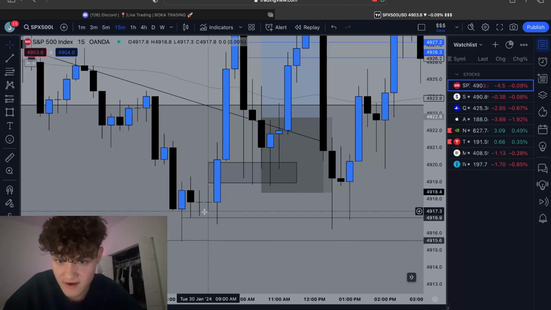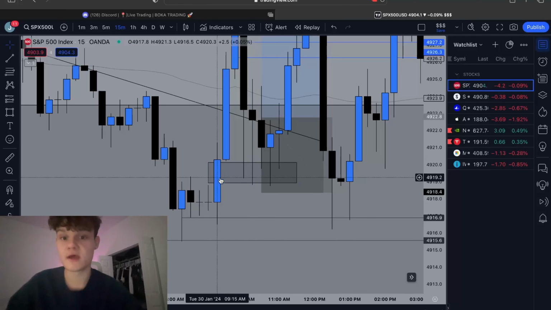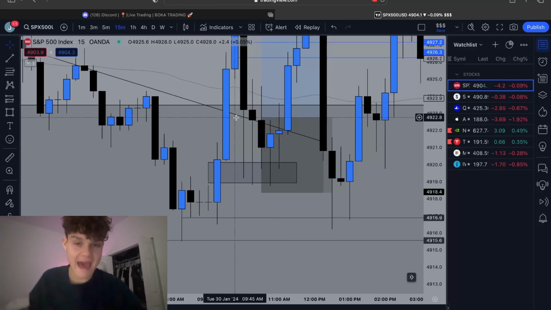What do we have down here? Look at this. Another fair value gap. We have a candle, a doji candle. Bottom of this wick to the middle, which is the gap, and then the top of this wick to the bottom of this wick. Another fair value gap. Look what happens, guys.